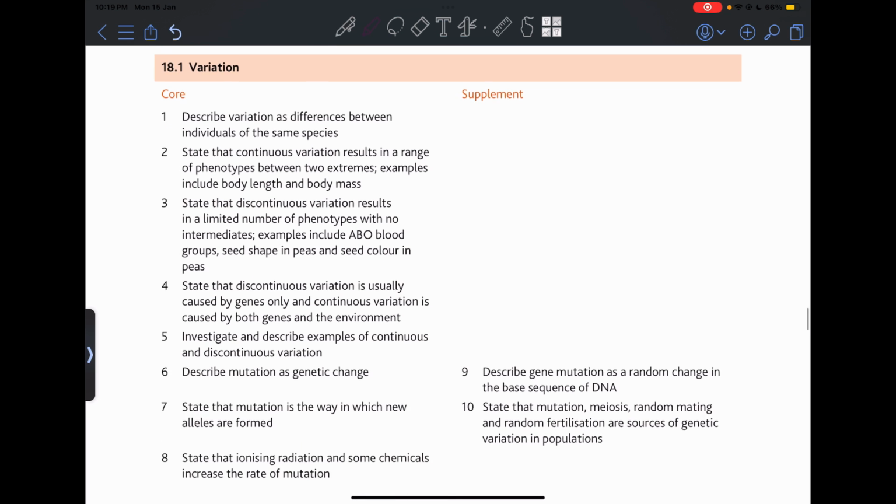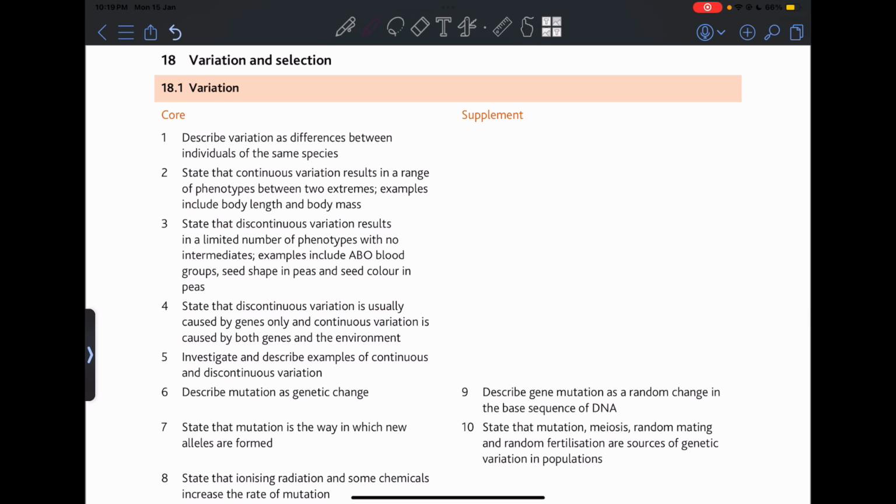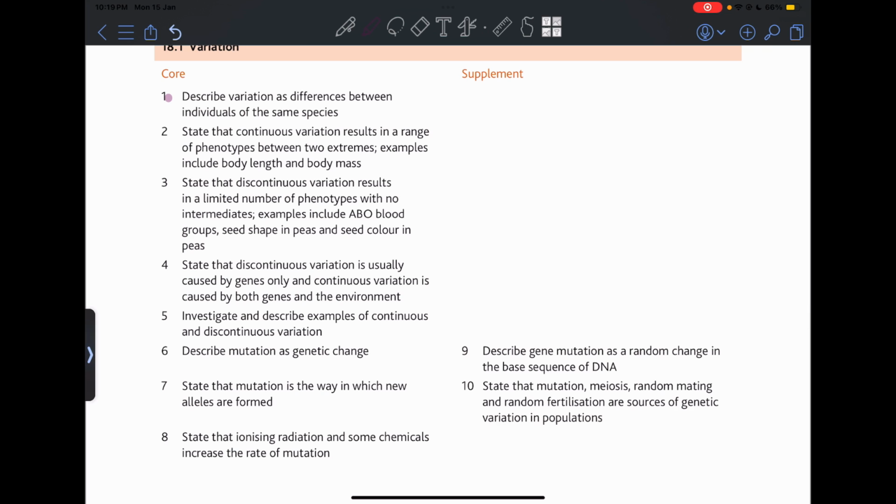Chapter 18, which is about variation and selection. For core and extended students, you have to know about this definition. Variation as differences between individuals of the same species. State that continuous variation results in a range of phenotypes between two extremes. Examples include body length and body mass.